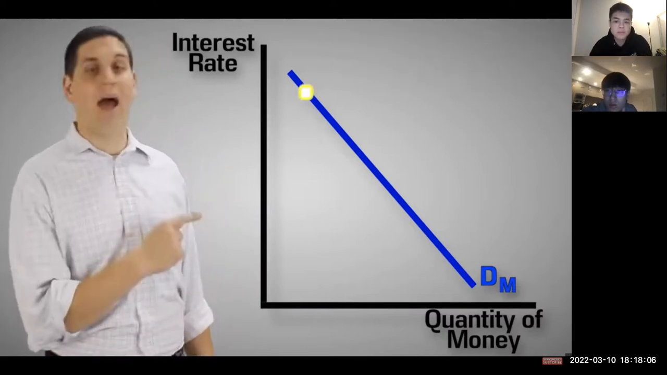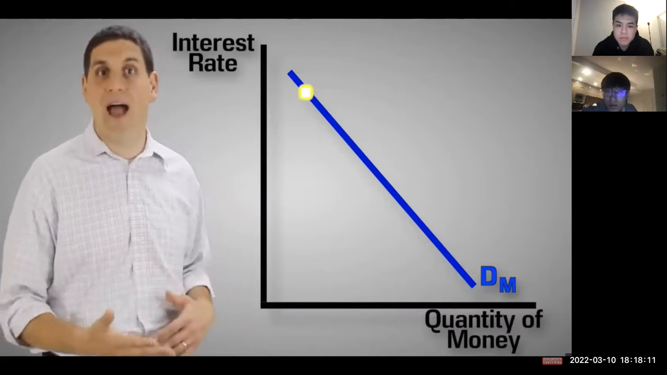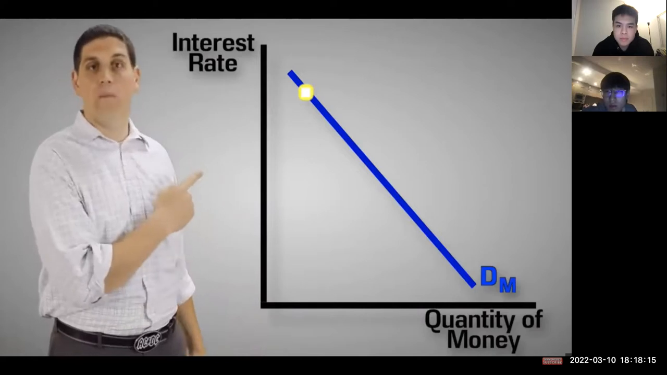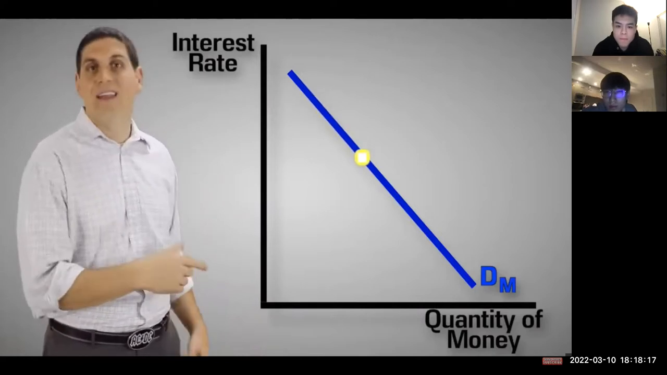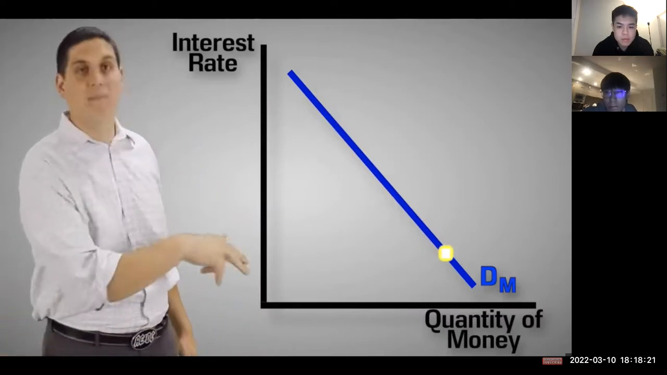So if the interest rate is really high, the opportunity cost of having money in your pocket or in your checking account is very high, and you do not want to hold a lot of money. That's why the quantity demanded is really low. However, when the interest rate falls, then it's not a big deal to have a bunch of money in your checking account or on your person, and so the quantity demanded increases.